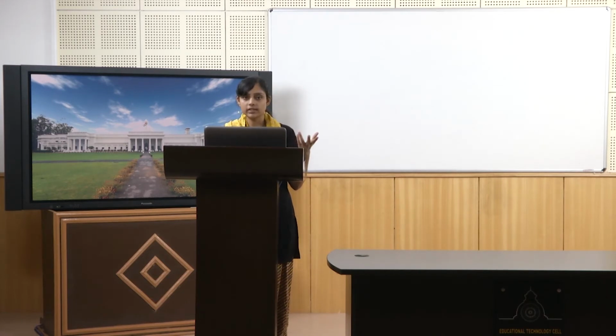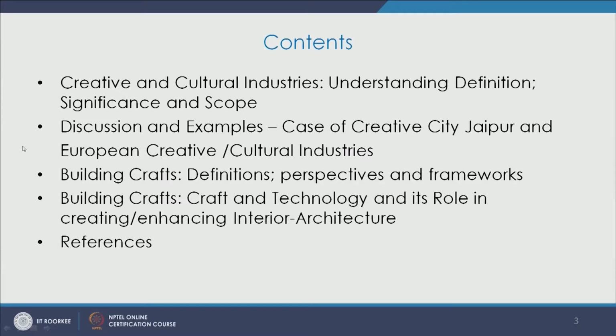So the broad contents that we are going to summarize and have a look at are: creative and cultural industries, understanding definition, significance and scope, discussion and examples, the case of creative city Jaipur and European creative cultural industries; building crafts, definitions, perspectives and frameworks; building crafts, craft and technology and its role in creating and enhancing interior architecture; and references.